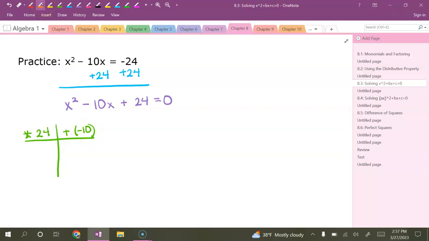And doing some work here with my numbers, I know I'm going to need them to both be negative because they have to multiply to a positive here, but I need them to add to a negative. So I found that negative 6 and negative 4 work. So I would have factored this to x minus 6, x minus 4.